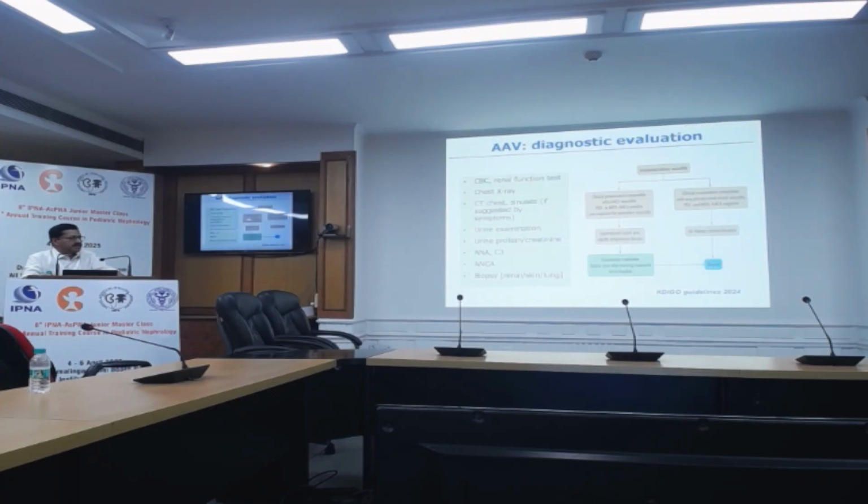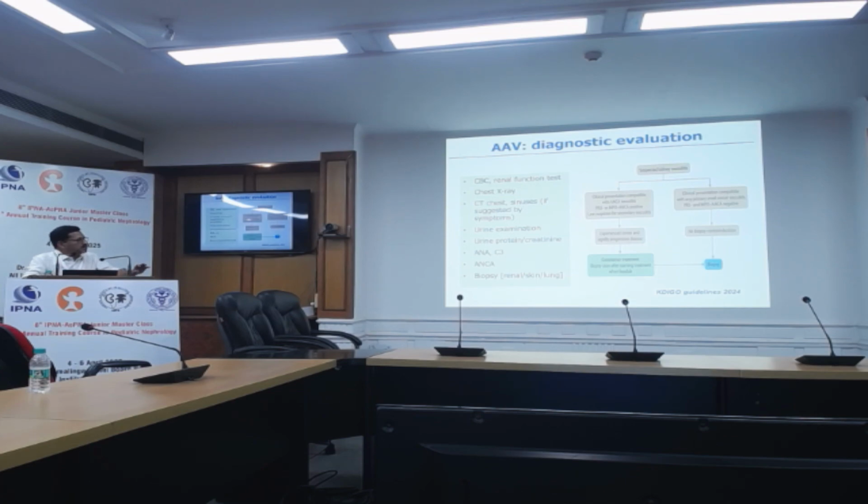So what about the other diagnostic evaluation? One would look at the renal function, chest X-ray, CT chest or sinuses depending on the clinical symptoms, urine examination, and protein creatinine ratio. In the majority of these patients, you will also like to exclude lupus, and do ANCA as well as the relevant biopsy. Particularly, renal biopsy is most important in these patients.